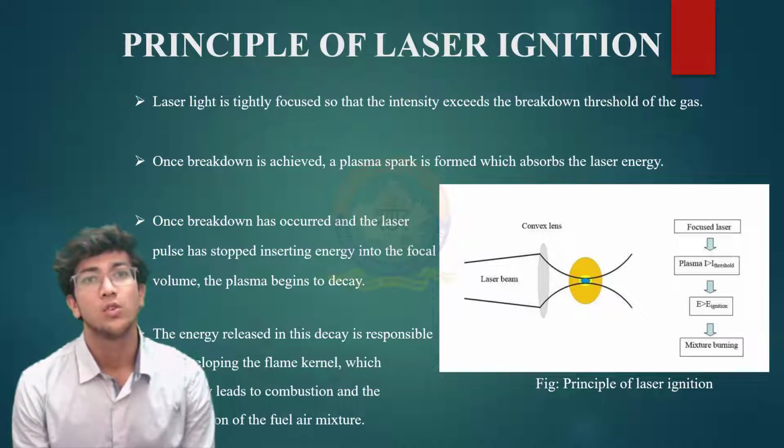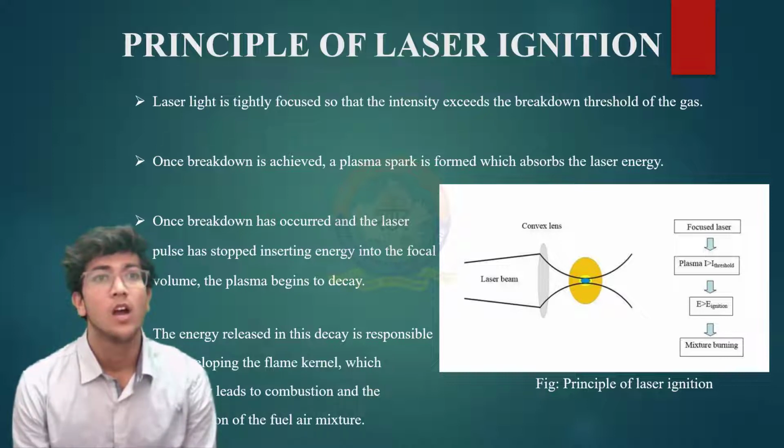Laser light is tightly focused so that the intensity exceeds the breakdown threshold of the gas. Every fuel or gas has a threshold value of breaking down, so the laser light should be of that value from which the gas will break down. After the breakdown is achieved, a plasma spark will be formed which will absorb the laser energy. Once breakdown has occurred and the laser has stopped inserting energy into the focal volume, the plasma begins to decay. The energy released in the decay is responsible for developing the flame kernel, which ultimately leads to combustion and consumption of the fuel in the mixture.